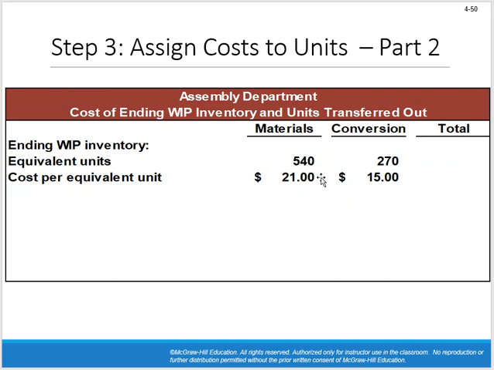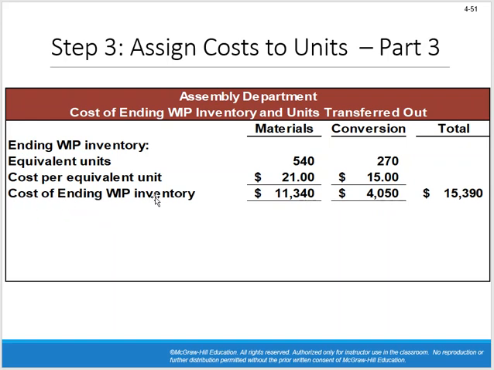So we're taking what we computed from step 2 and we're applying it to our equivalent units that we computed back in step 1. So our cost of our ending WIP is 540 times $21 is $11,340 plus 270 units times $15 is $4,050. We add those up for a total ending WIP of $15,390. So that's our ending WIP.